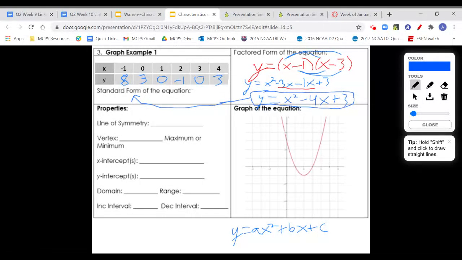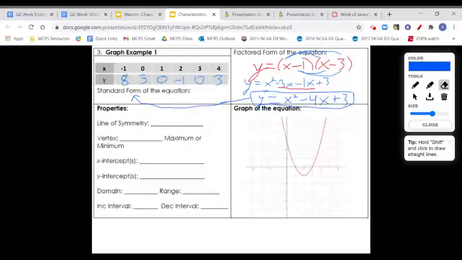The next thing I'm going to do is find the different properties of this equation. So the first thing we're asked for is a line of symmetry. And we haven't talked about that a lot in this class yet. Symmetry is something we would have talked about more last year in geometry. But basically, the line of symmetry just means the place that's in the center of the graph where both sides would be a reflection or a mirror image.